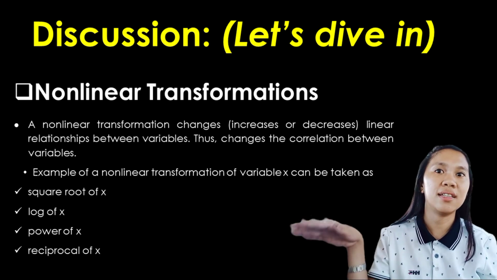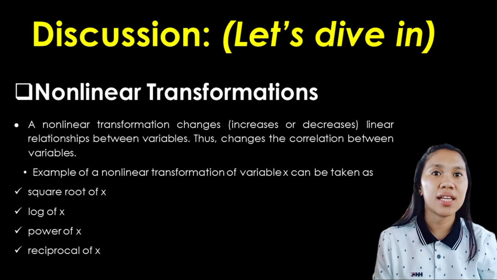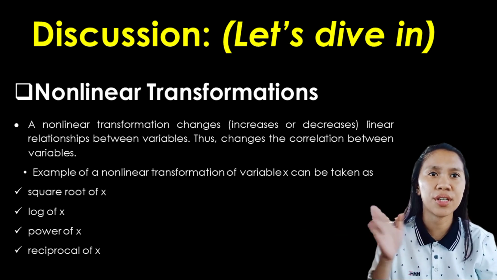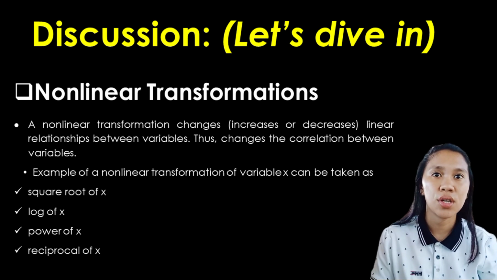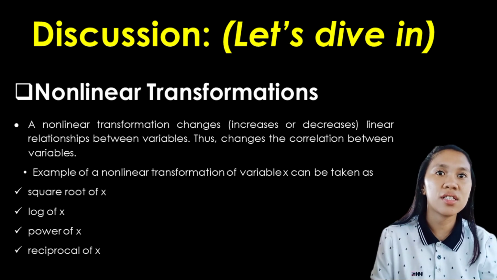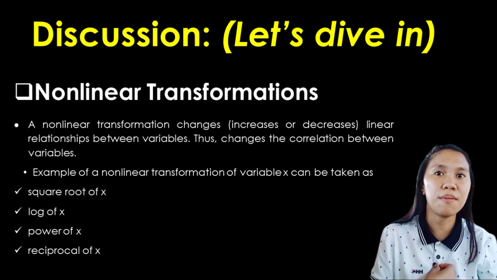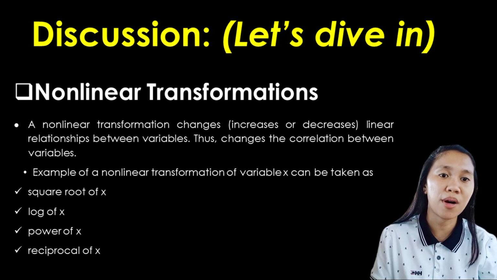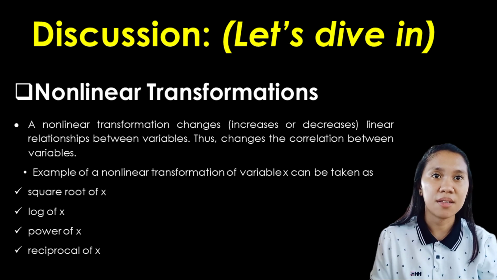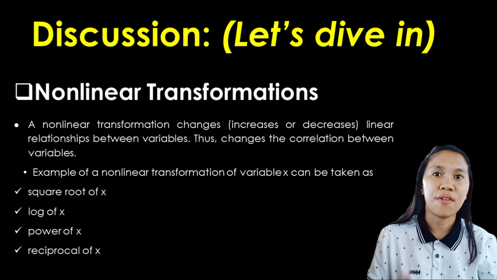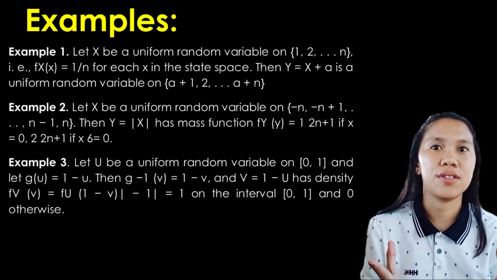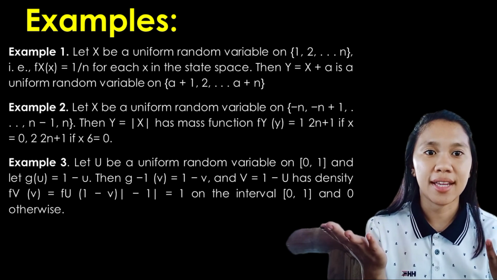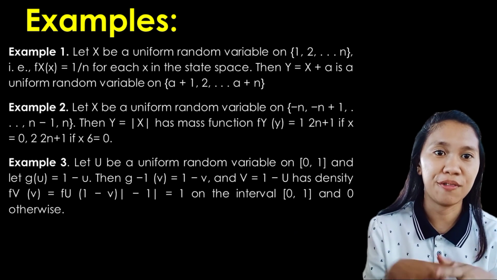When we say nonlinear transformation, it changes, increases or decreases the linear relationship between variables, and thus changes the correlation between variables. Examples of a nonlinear transformation of variable x can be taken as square root of x, log of x, power of x, and the reciprocal of x. So let's take an example. So these are the examples of transformation of variables.